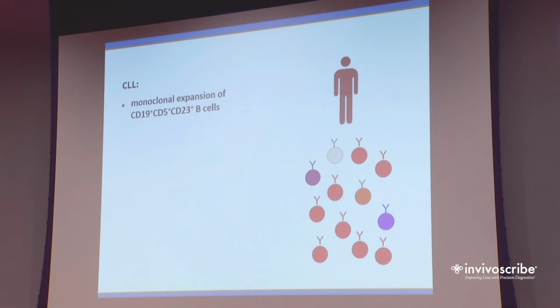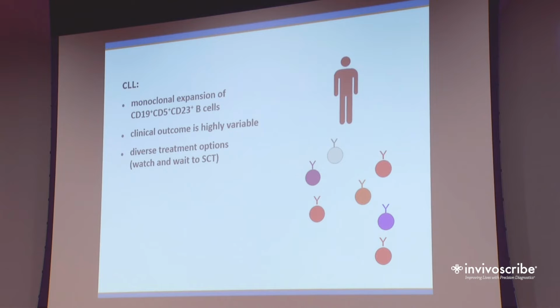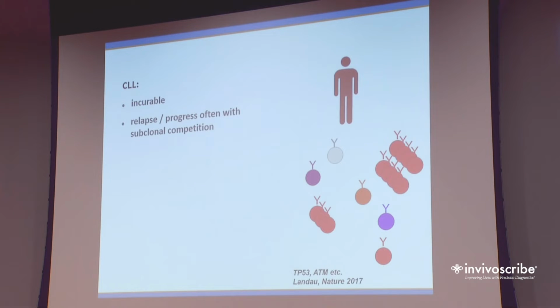Just a short reminder, it's a monoclonal expansion of CD19 positive, CD5 positive, CD23 positive B cells, and they are shown here in red in this ill human. So the clinical outcome of CLL is highly variable, and there are diverse treatment options, from watch and wait ranging to stem cell transplantation. So we can get rid of the majority of the cells, but unfortunately CLL is incurable, and relapse or progression often occurs together with subclonal competition.